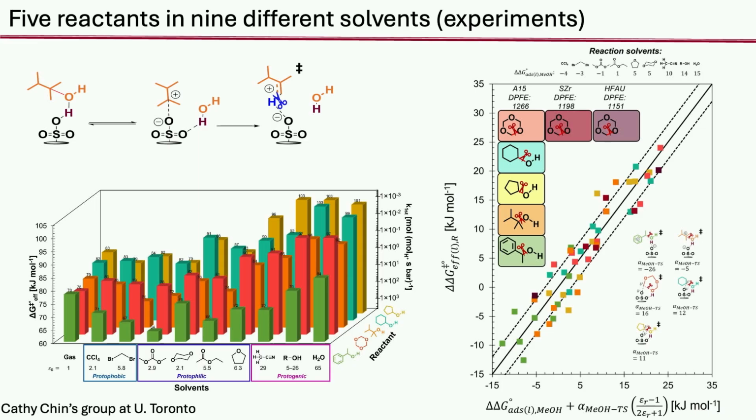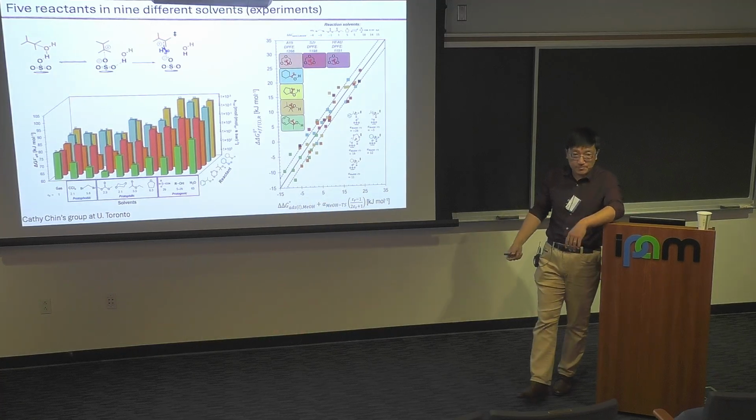So somehow it works. Now with all the data, the 5 different reactants and 9 different solvents, we can put all the data together and show that experimental results agree with these predictions. Of course, in this case, the alpha is a fitting parameter, just from regression, which is shown here. The alpha value in fact changed quite a bit, from about minus 26 to about 11. So the alpha essentially tells you how sensitive the activation barrier is to the dielectric screening.